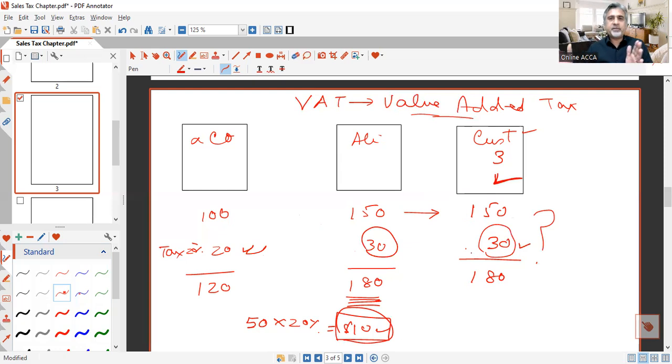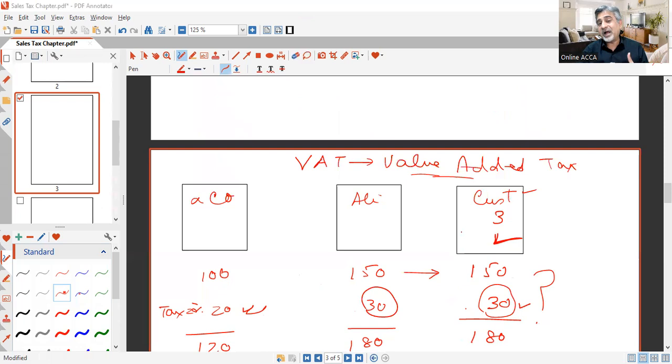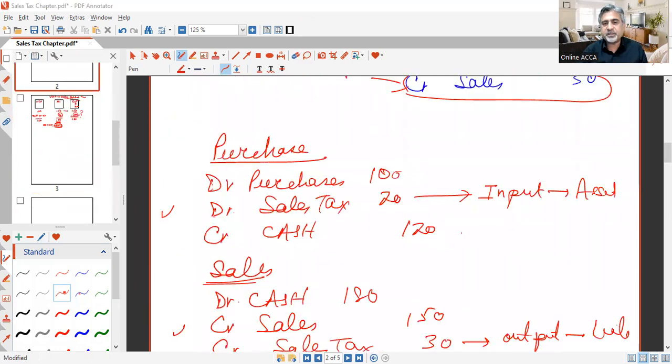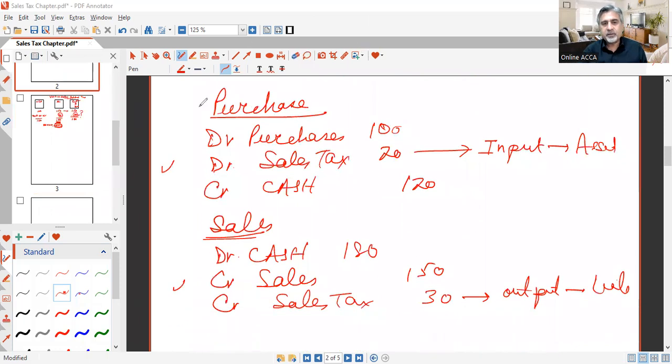Imagine that starting from a product, for example, I'm wearing this shirt. There is a manufacturer, then there are distributors, then wholesalers, then retailers, then the end user. Everybody sees how much value they are adding, and this much they pay to the tax authorities. And how do they pay it? The double entries we have already done in the previous session. This is the double entry for purchasing. This is the double entry for sales. You just need to remember these two double entries.